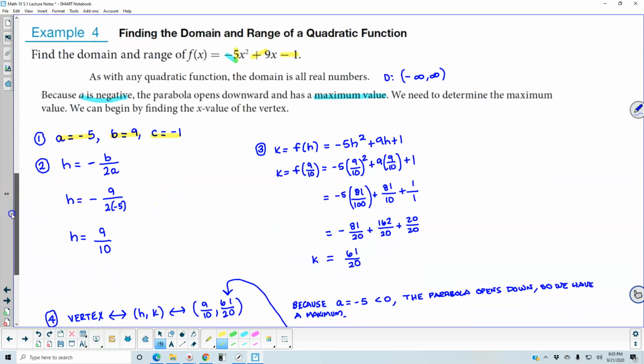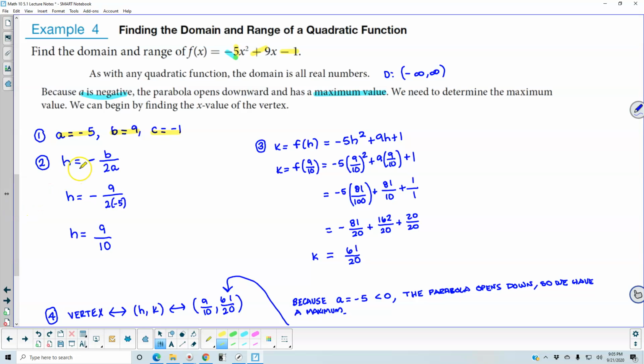So we're going to find h. h is equal to negative b over 2a. Therefore h is going to equal negative 9 over 2 times negative 5, which makes this a negative times a negative, which is a positive. So h is going to equal 9 over 10. The first part of the vertex, the x-coordinate, is 9 over 10.